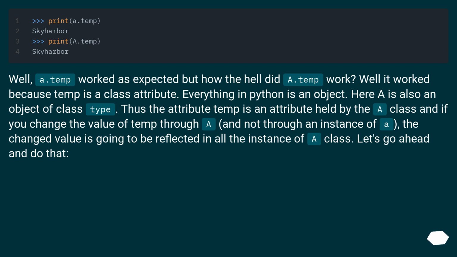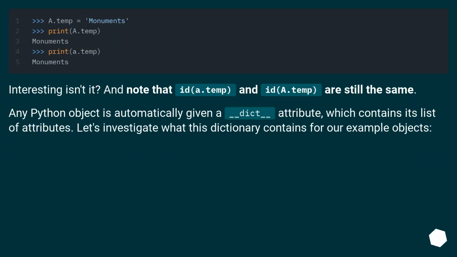Everything in Python is an object. Here A is also an object of class type. Thus the attribute temp is an attribute held by the class, and if you change the value of temp through A, and not through an instance of A, the changed value is going to be reflected in all the instances of the class. Let's go ahead and do that. Interesting, isn't it? And note that a.temp and b.temp are still the same.